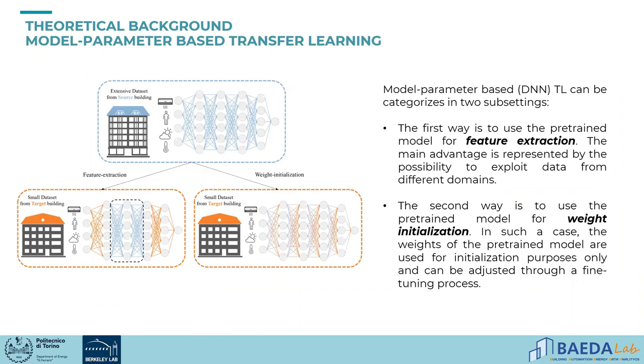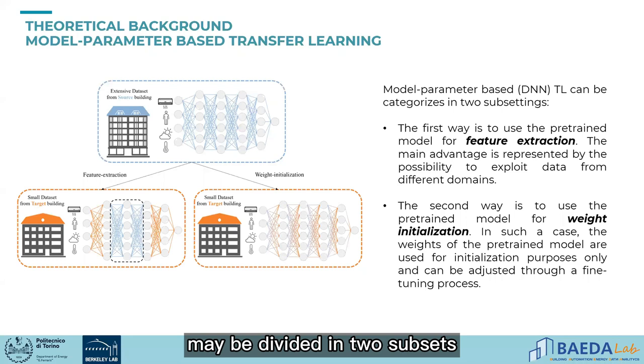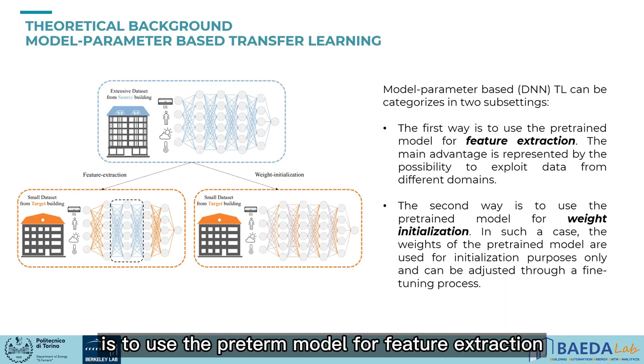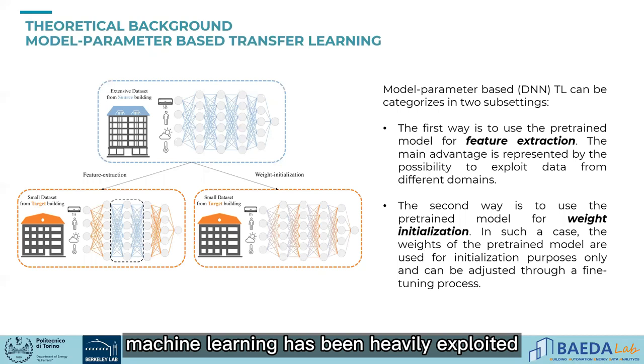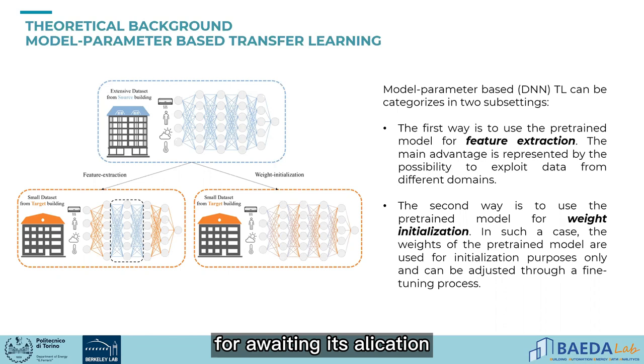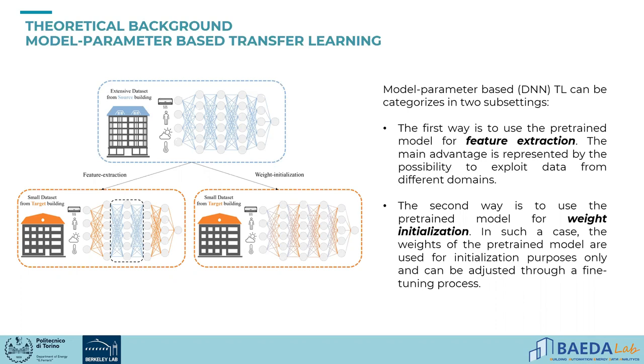Looking at model parameter-based transfer learning, we can see that it may be divided into two subsets. The first way is to use the pre-trained model for feature extraction. This has the main advantage of exploiting data from different domains, such as computer vision, which are domains in which machine learning has been heavily exploited. The second way is to use the pre-trained model for weight initialization. In this case, you just use the pre-trained model as a starting point, and then you proceed to fine-tune it in order to tailor the model to the target analyzed.